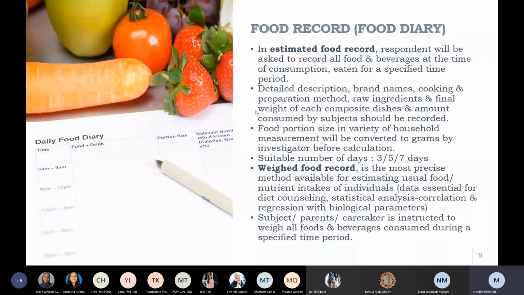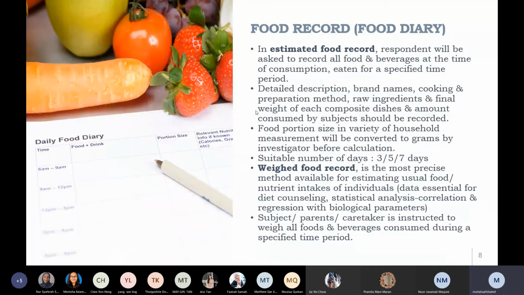So it is not similar to 24-hour diet recall, because in 24-hour diet recall, the interviewer meets the respondent at one time and recalls all the foods throughout the day in the previous day. In food record, we cannot do that because if you do that, it will be called food recall. Okay, so food record means you have to record throughout the day.